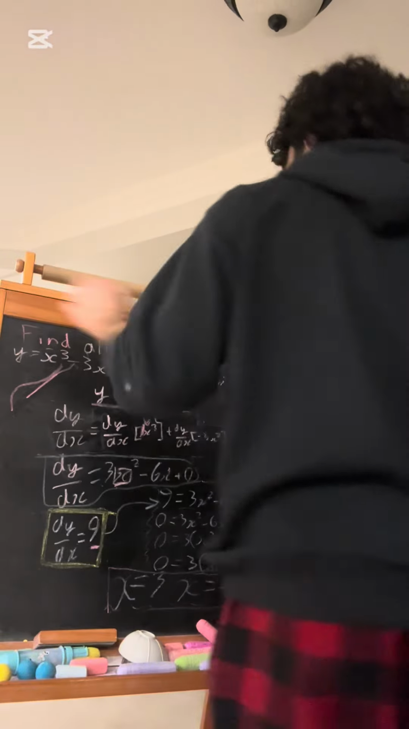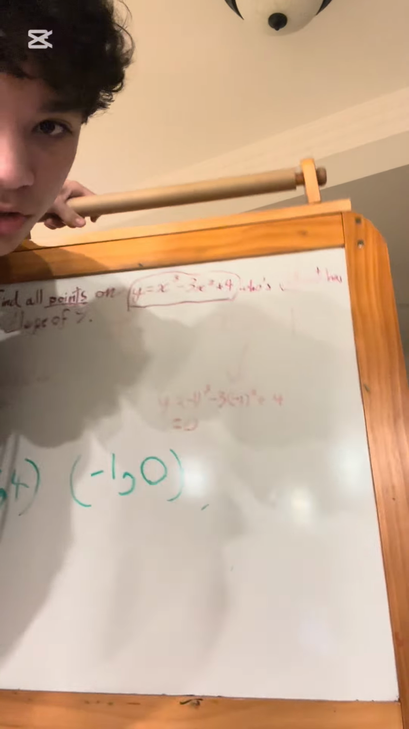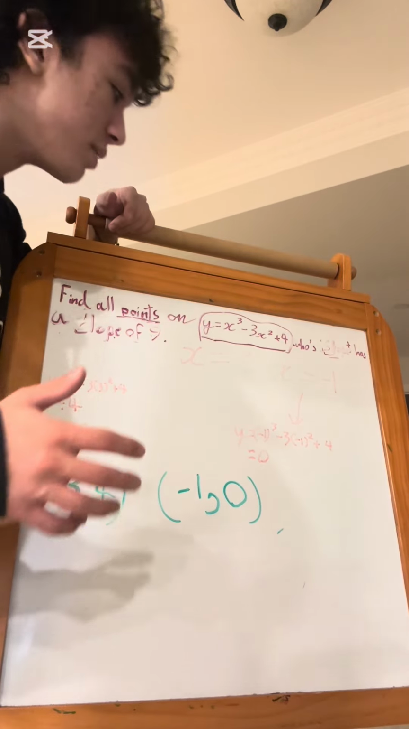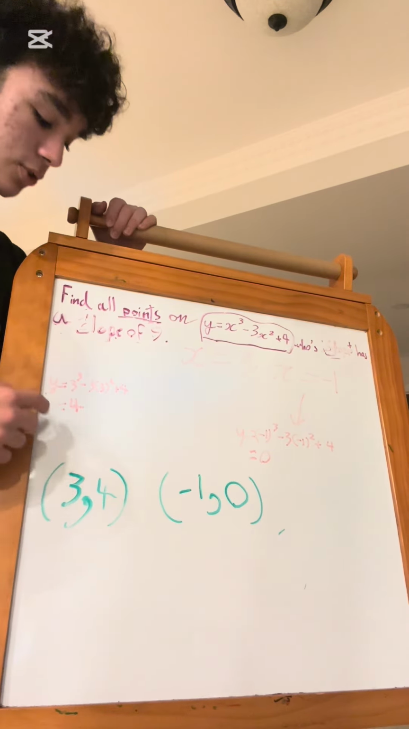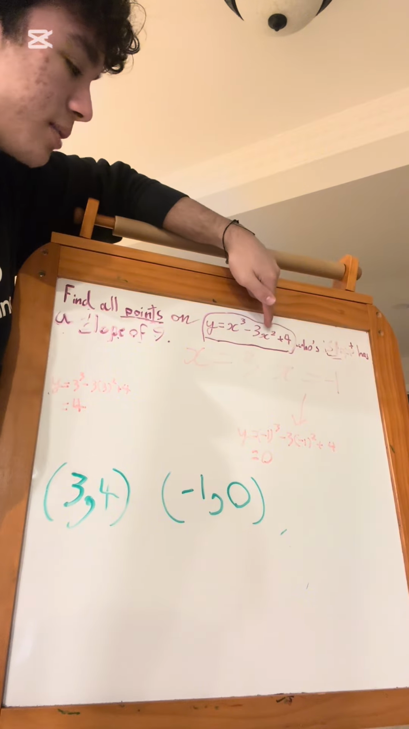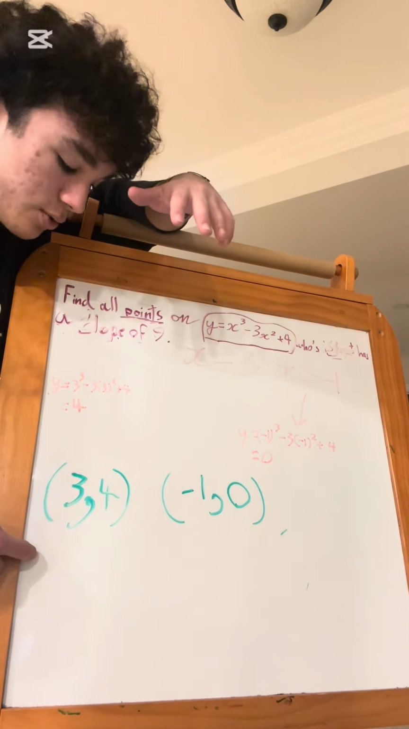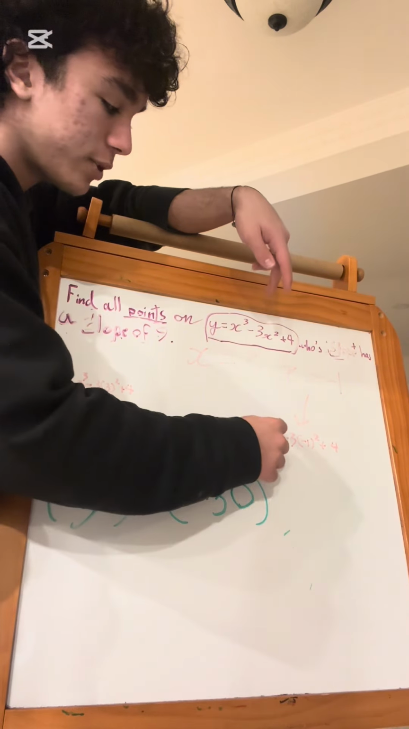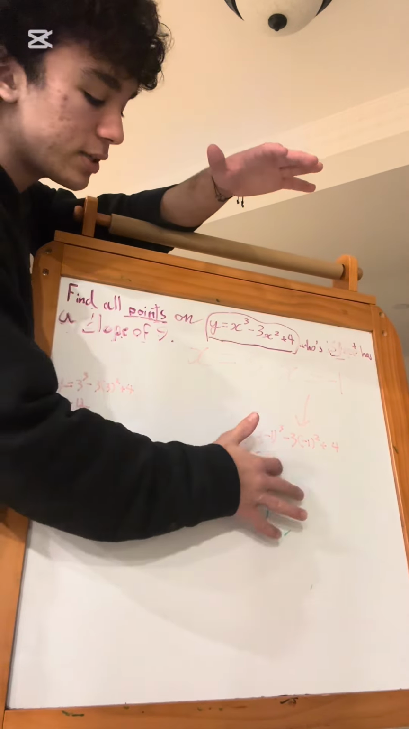They asked us to solve for the points. That's pretty easy. We just set x equal to 3 and x equal to negative 1. First, when x equals 3, we plug this into our calculator: 3 cubed minus 3 times 3 squared plus 4. This equals 4. So at x equals 3, y equals 4. And when x equals negative 1: negative 1 cubed minus 3 times negative 1 squared plus 4. Put that into your calculator, you get 0.